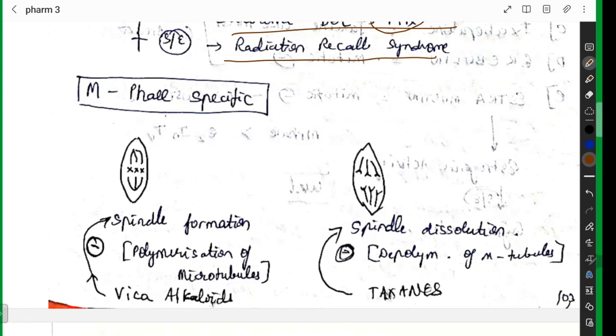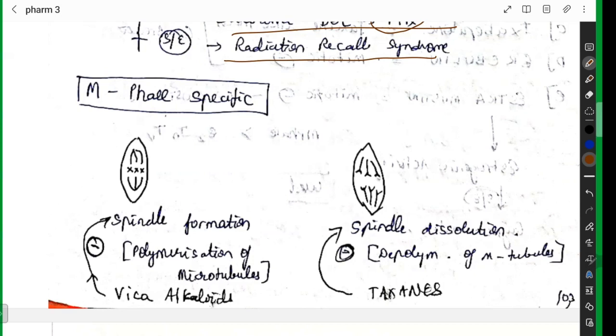Then we have platinum compounds. In the platinum compounds, we read oxaliplatin, cisplatin. We read about your cisplatin. Then we moved on to talk about the carboplatin. Then anti-tumor antibiotics, we had doxorubicin, daunorubicin, mitoxantrone. Then we read bleomycin, then mitomycin C, mitomycin D.